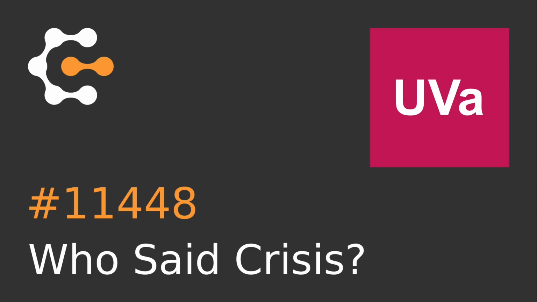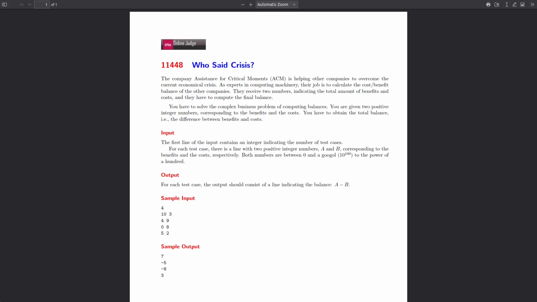In this episode of Code Unveiled, we will take a look at problem number 11448 at UVa Online Judge called Who Said Crisis? Let's take a look at the problem description. We have a company and we are supposed to calculate the difference between benefits and costs. The task is super simple, just subtract two numbers.